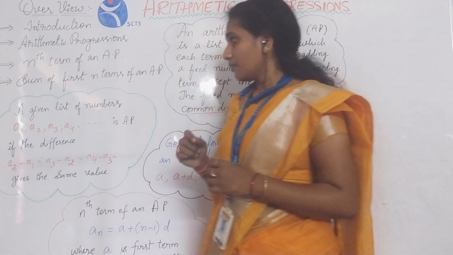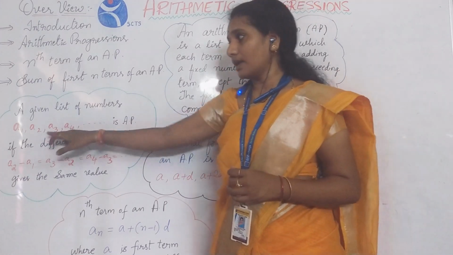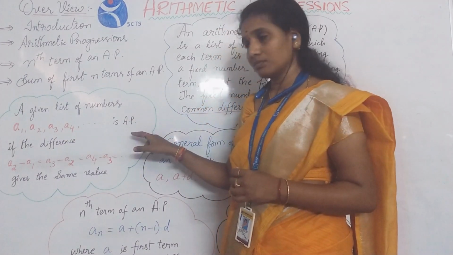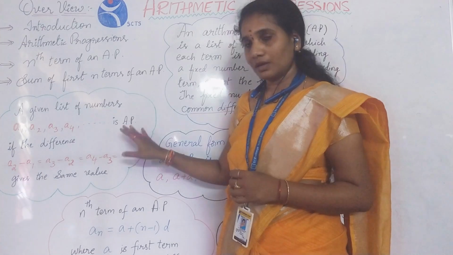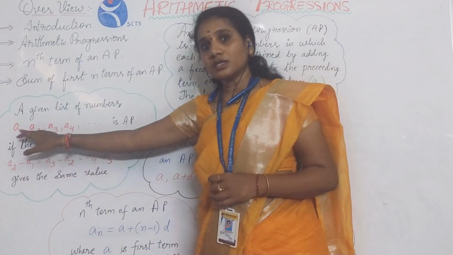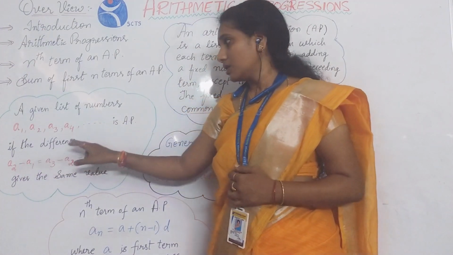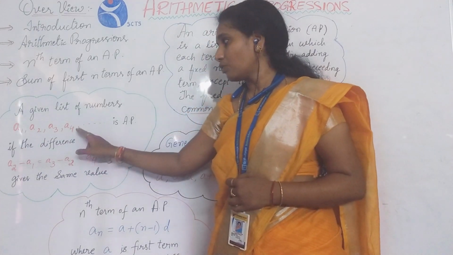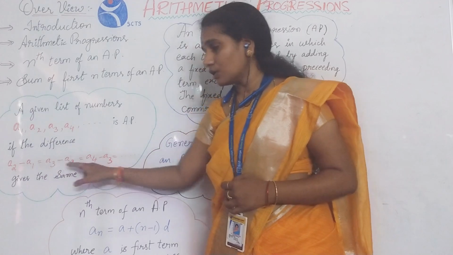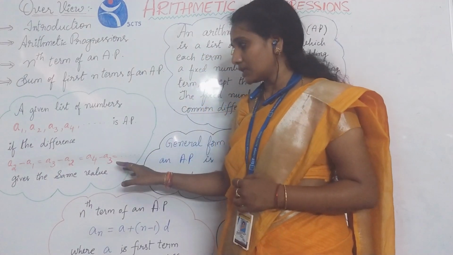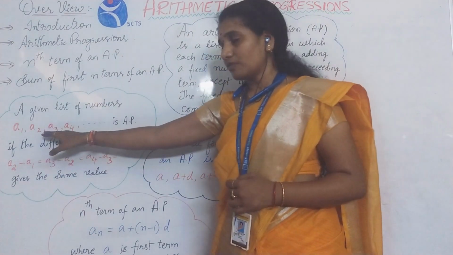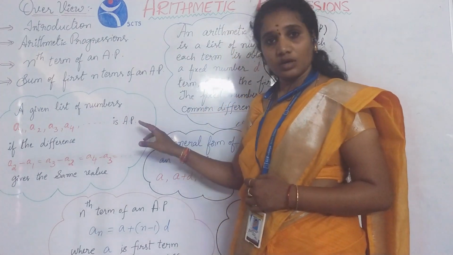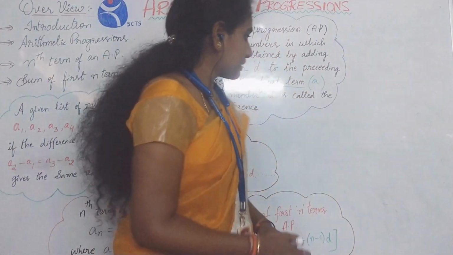For example, if I take a list of numbers A1, A2, A3, A4, and so on, this will be an AP if the difference, second term minus first term, A2 minus A1, is equal to A3 minus A2, third term minus second term, that will be equal to fourth term minus third term. If all these values are the same, then we say that the given list of numbers A1, A2, A3, A4, and so on is an AP. Let us see an example.